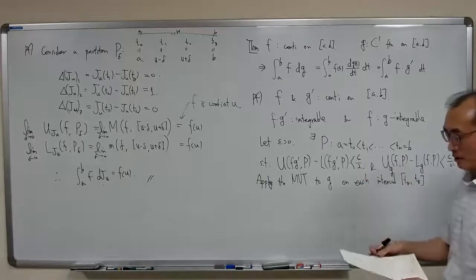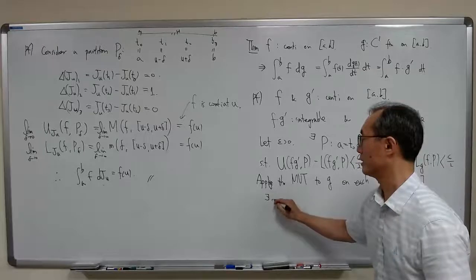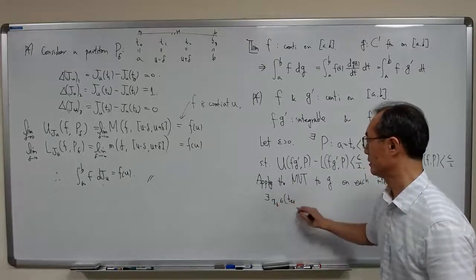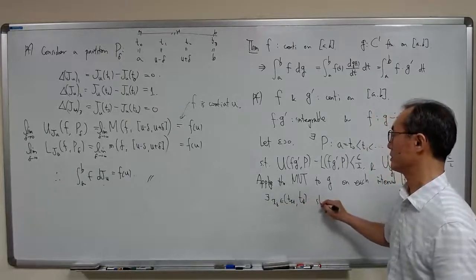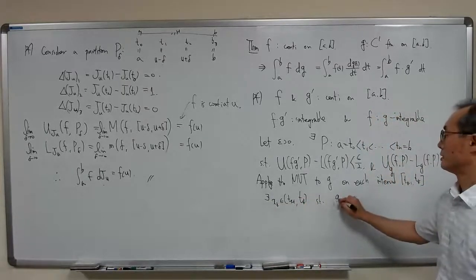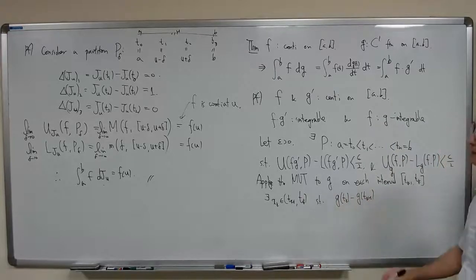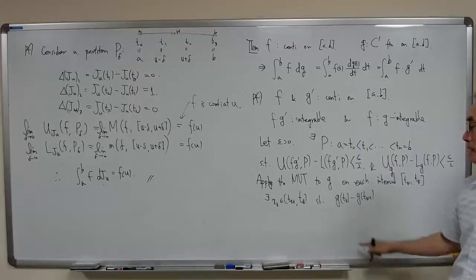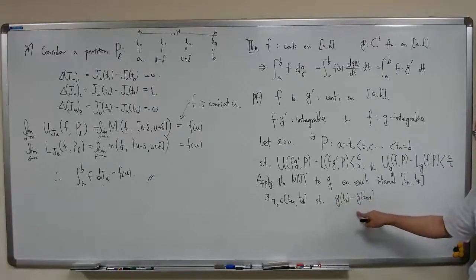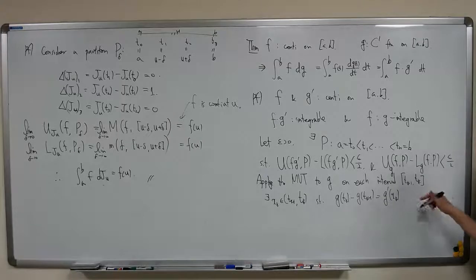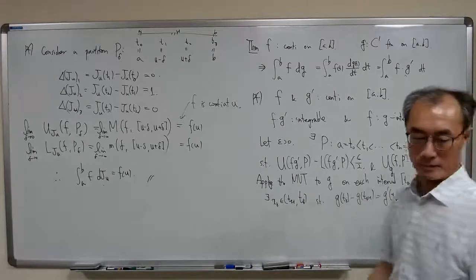For each interval from t_{k-1} to t_k, there exists x_k in the subinterval from t_{k-1} to t_k such that g(t_k) minus g(t_{k-1}), the increment, divided by the length of the interval, is the same as g prime of x_k at some point. Here I'd like to move the denominator to this side, t_k minus t_{k-1}.